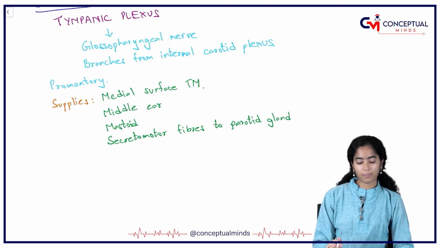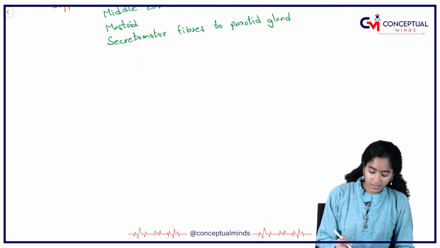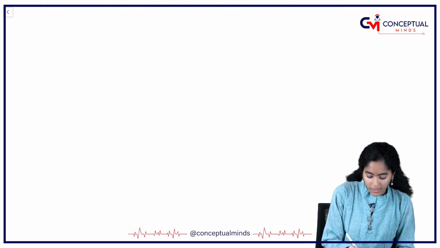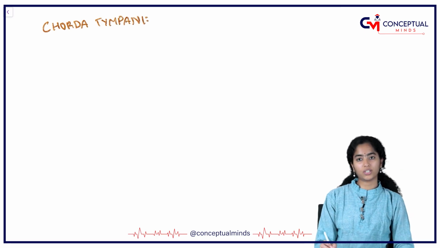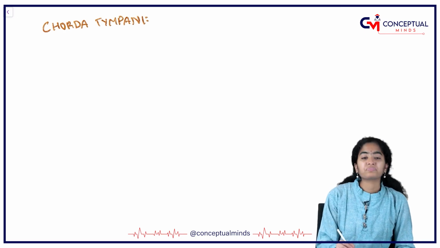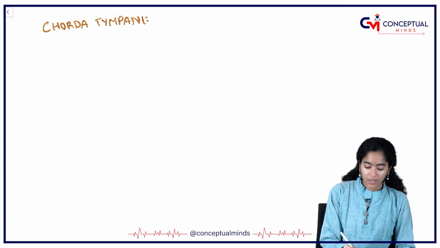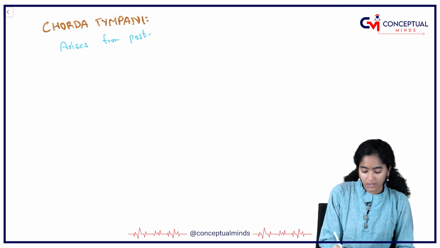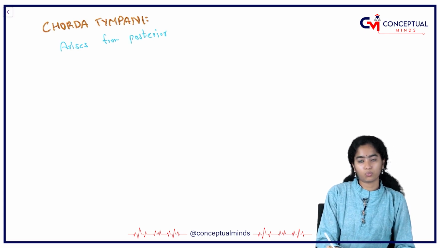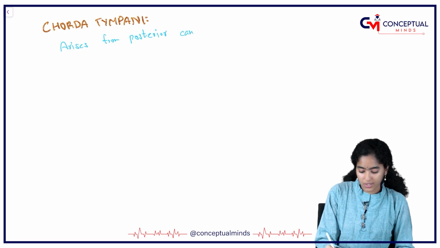Anyhow, because we are learning about nerves, let us learn about chorda tympani nerve. What is chorda tympani? It is a branch of facial nerve, a special nerve. This chorda tympani arises from the posterior canalicular wall, posterior canaliculus.